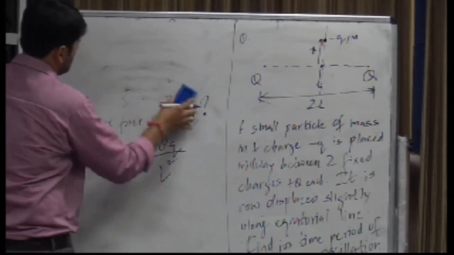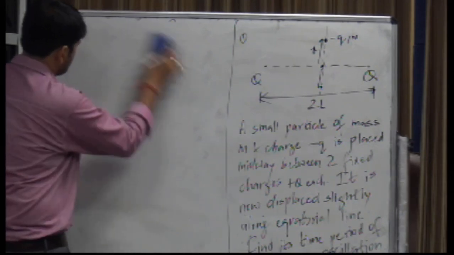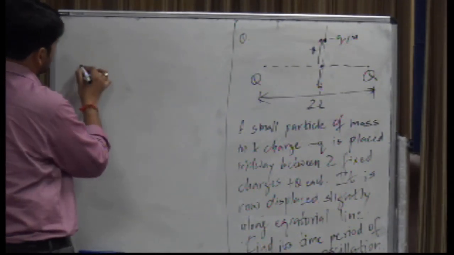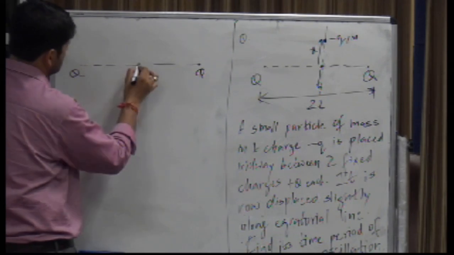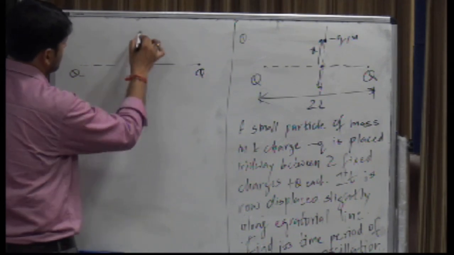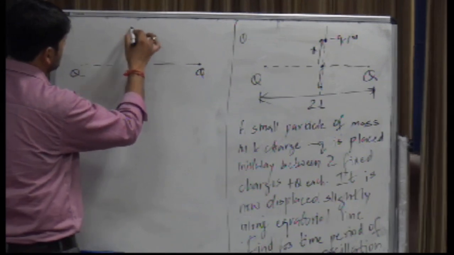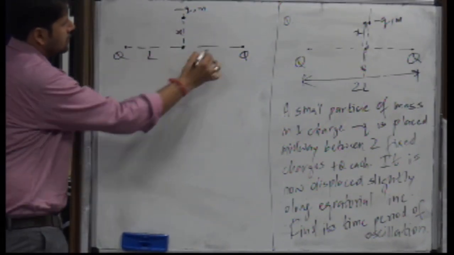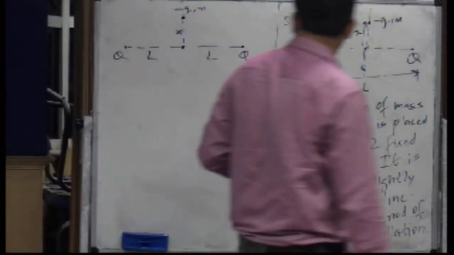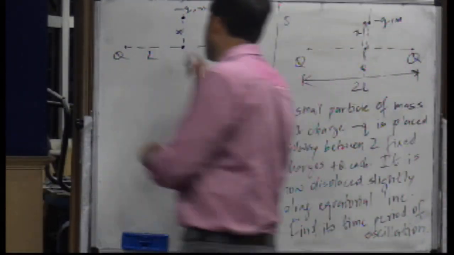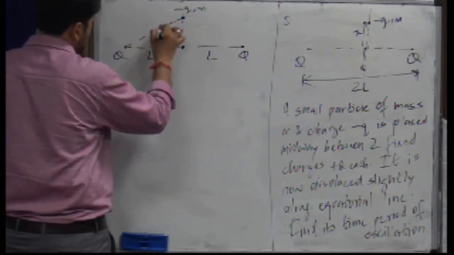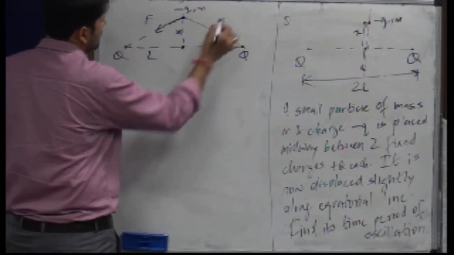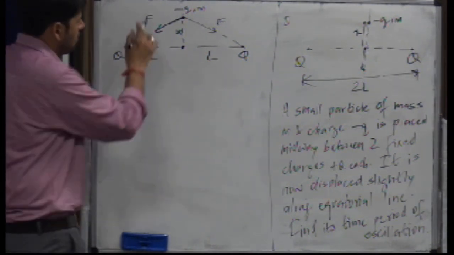Let's check this out. Let's say this distance is x, this is L, this is L, midway. Now this charge minus q experiences an attractive force because of this plus q and the other plus q as well. They would be equal, so let's call them F.